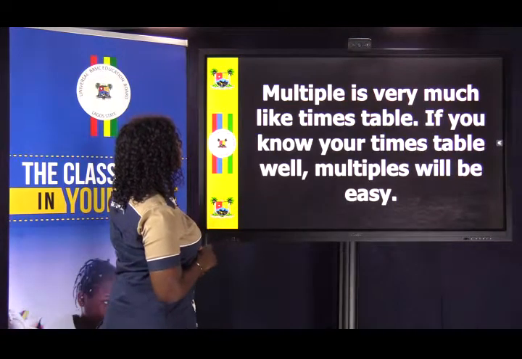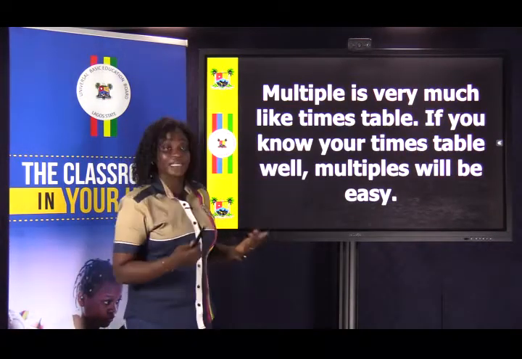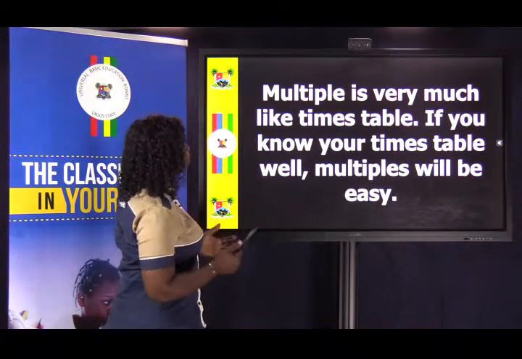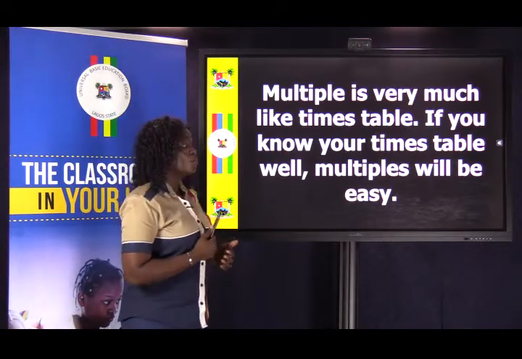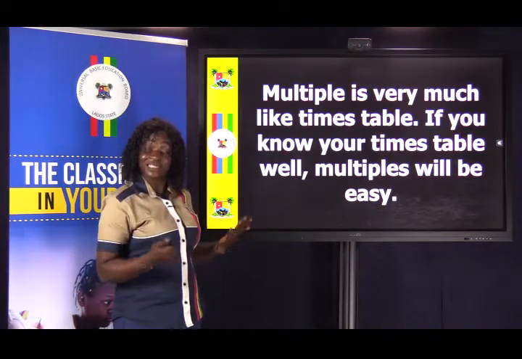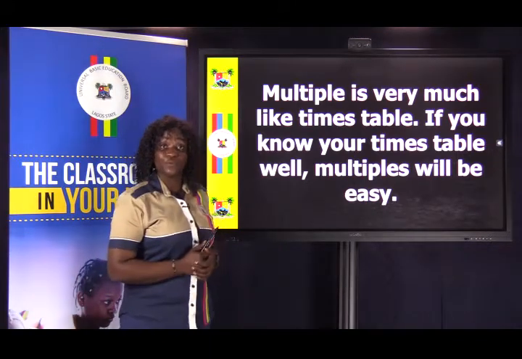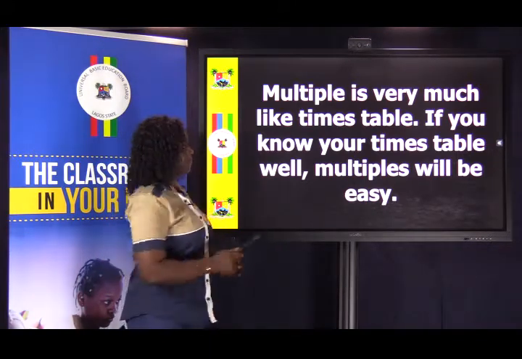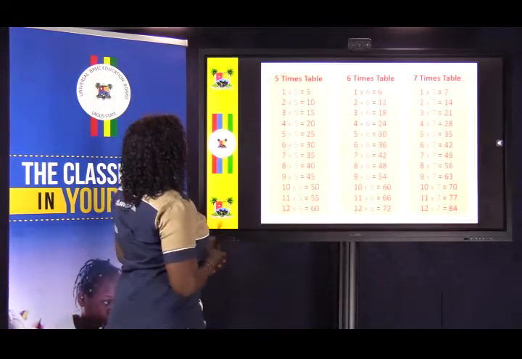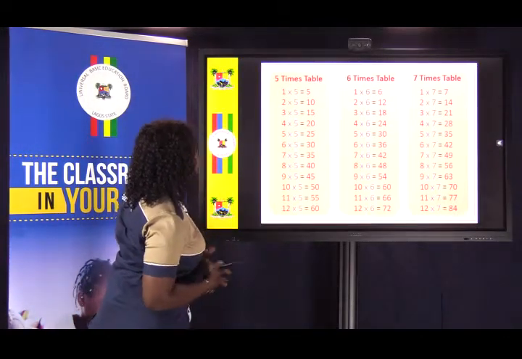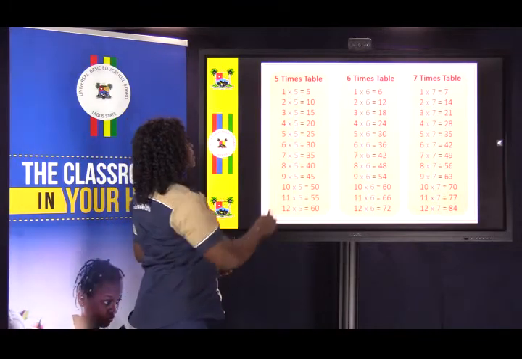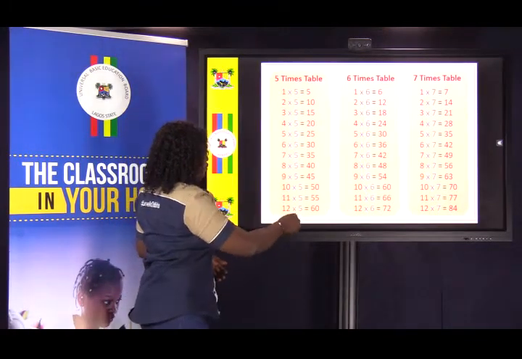The multiple is very much like times table, yes. If you know your times table well, multiples will be easy. 6 times 1, 6. 6 times 2, 12. If you know your times table well, multiples will be very easy. 5 times table, 6 times table, 7 times table. Yes, you can see something is common to everything here.